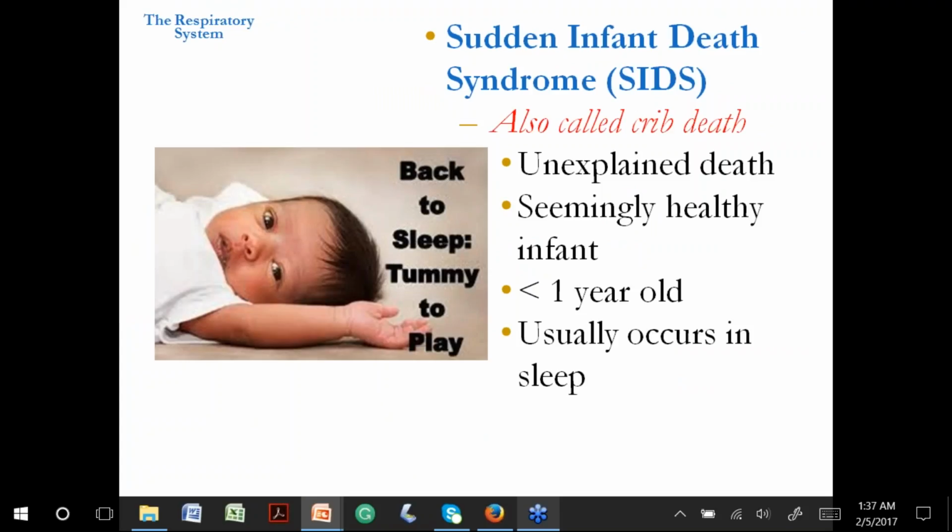So sudden infant death syndrome is also called the crib death. And explain the recommendations about this: back to sleep, tummy to play. So they suffocate themselves, or we don't know what can cause this sudden situation.